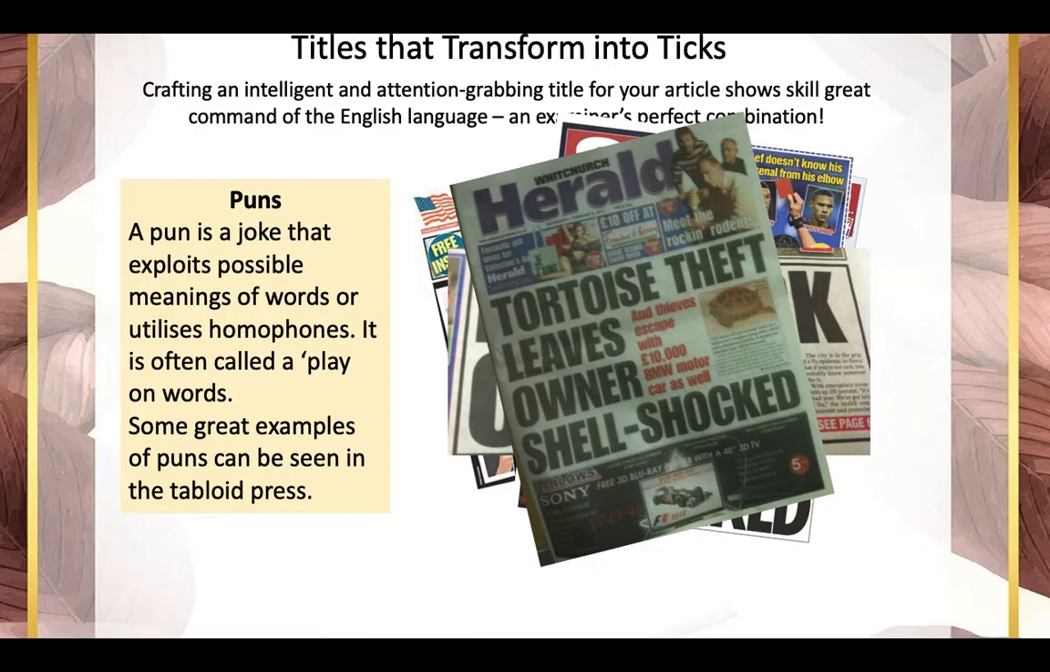So puns, I think, are really clever. They're quite hard to think of on the spot. But if they come to you throughout writing your article, they can be a really, really effective thing to include in your title. They can be quite sophisticated and they can show quite a high level of skill.